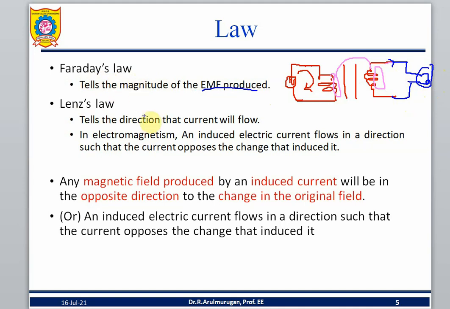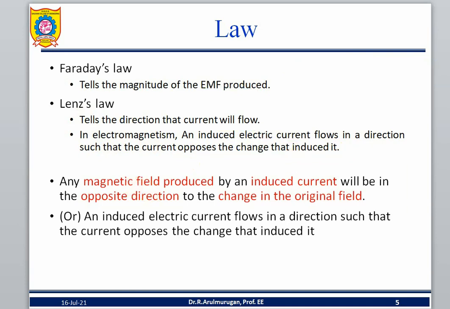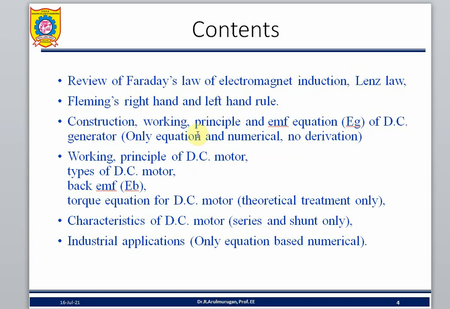So what about Lenz's law? Lenz's law decides the direction of current flow in the circuit. How does the current flow in the circuit? It opposes the change that induced it. It opposes the change that induced it, in direction. So this is about Lenz's law and Faraday's law.